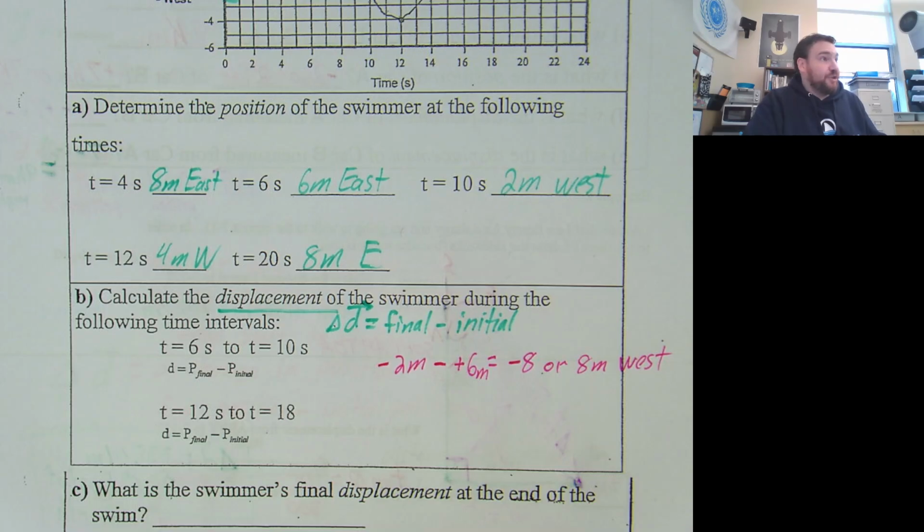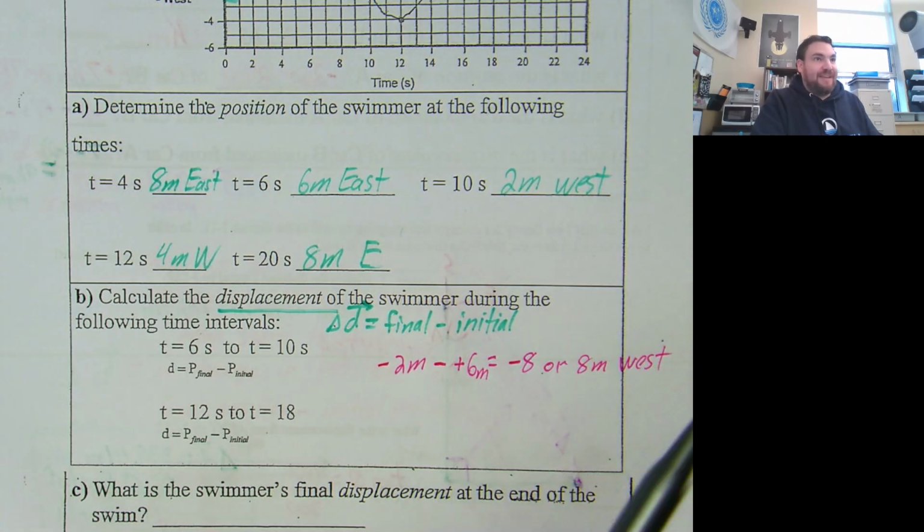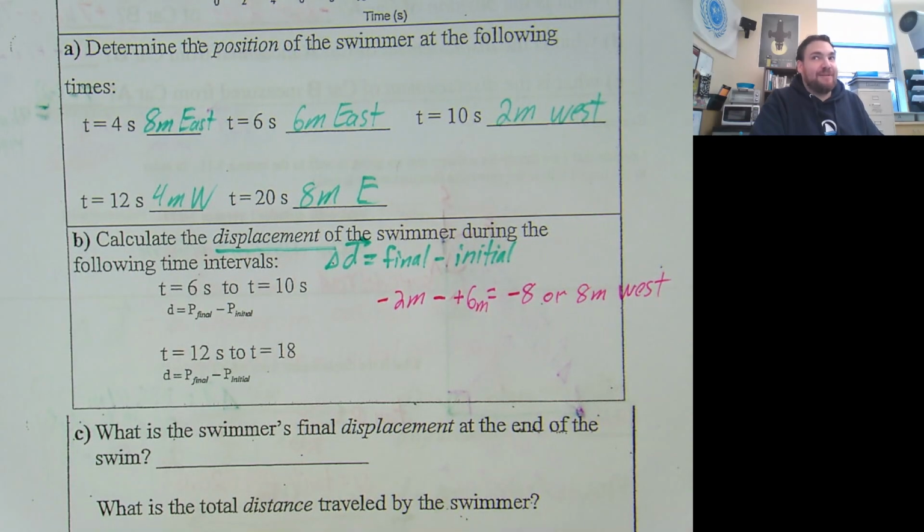You have to be careful how you start subtracting these things, because the east and westness is going to start messing you up. Thank you, Emma, for demonstrating that. I really do appreciate that. It had to be someone.